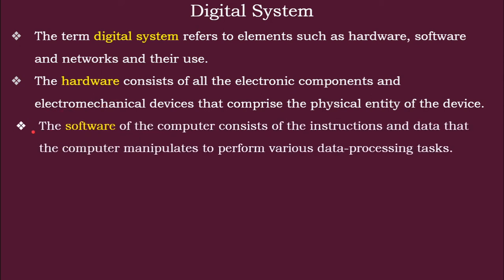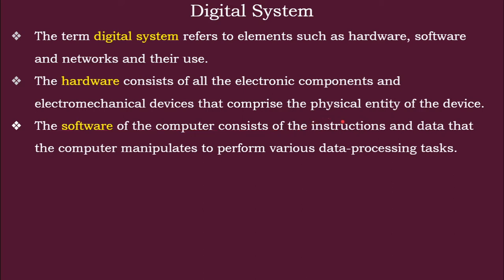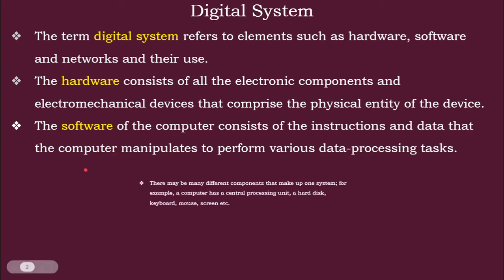And the software are the instructions and the data that the computer manipulates to perform various data processing tasks. So we can say that, in general, software is a collection of programs to perform any manipulation for the various data processing tasks. The instructions given by the user are given through the software, which is the high level programming language, and this software helps to activate the hardware.